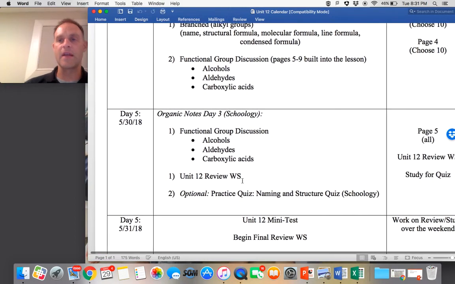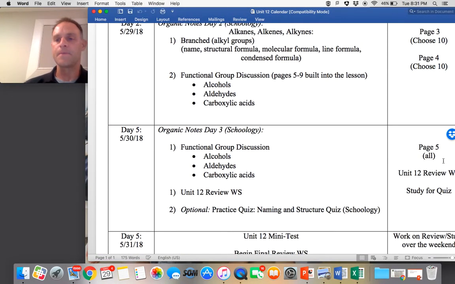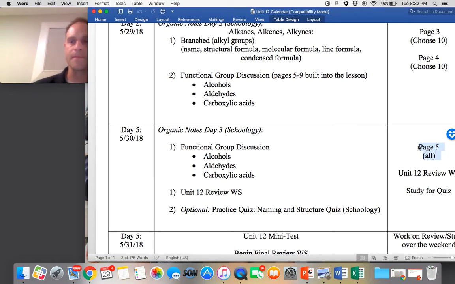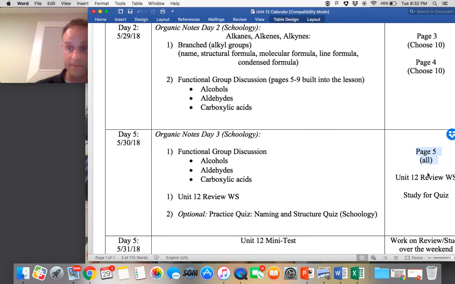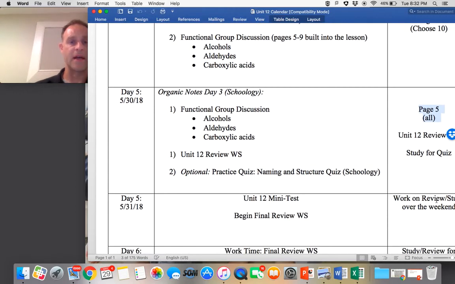If you take a look at the right-hand column on the calendar is the homework to do. I'm going to assign page 5 for that, and you'll have some work time today in class to do it. And then there's also a Unit 12 review worksheet, and then study for the quiz. That is because tomorrow, which is the 31st, we're going to have a mini test.